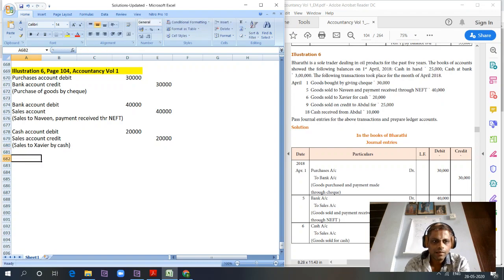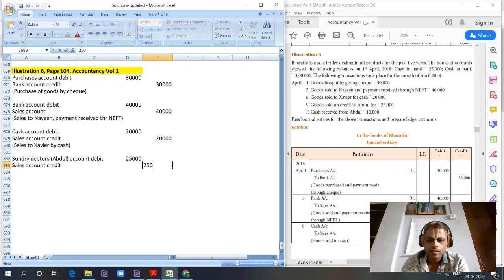Next journal entry is goods sold on credit to Abdul for 25,000. Sold on credit, so Sundry debtors, in brackets Abdul, account debit. Sales account credit 25,000. Credit sales to Abdul.